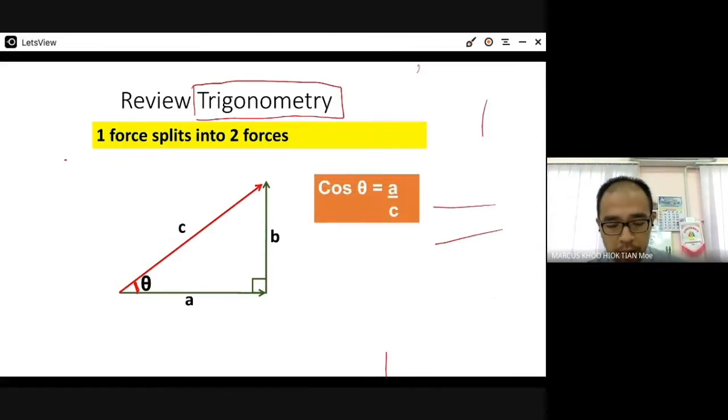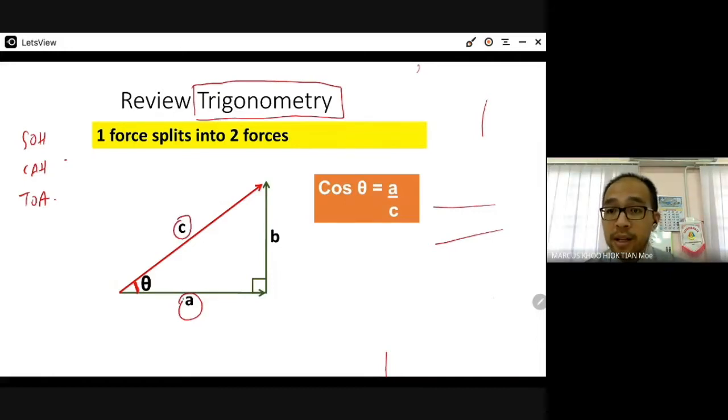So we know from our old friend SOH CAH TOA that cos of this one is the adjacent over the hypotenuse, A over C. That's very logical.